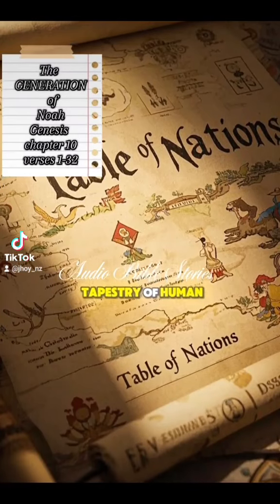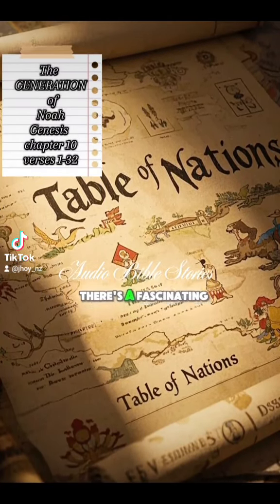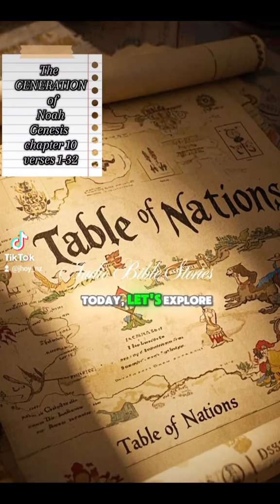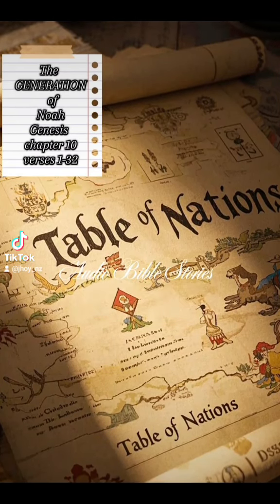In the grand tapestry of human history, there's a fascinating chapter that tells the story of how our world's diverse nations came to be. Today, let's explore Genesis chapter 10, often called the Table of Nations, which paints a remarkable picture of humanity's early family tree. After the Great Flood, Noah's three sons, Shem, Ham, and Japheth, and their descendants began to populate the earth.